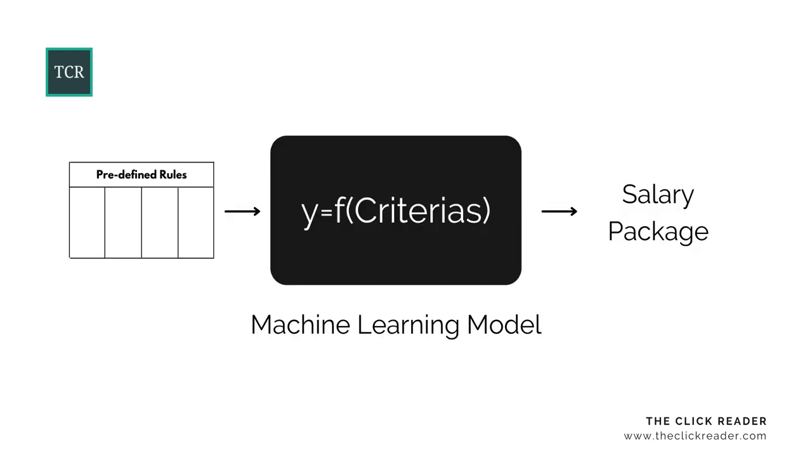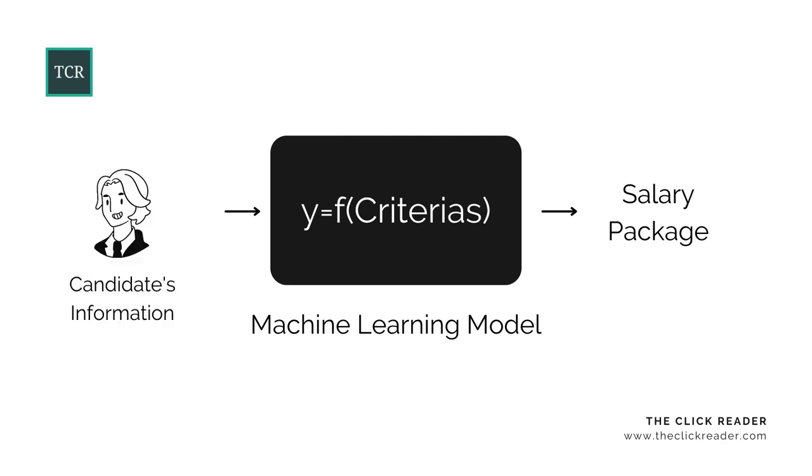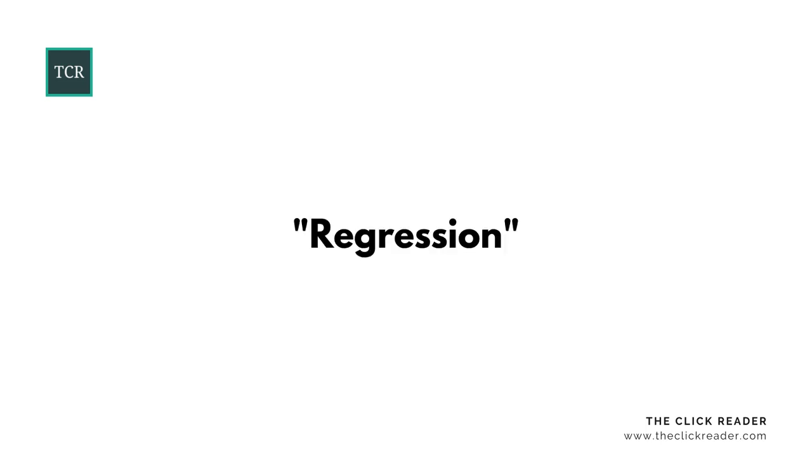Next, we again use supervised machine learning to create a machine learning model that learns all of these rules and stores them in the form of a mathematical equation. So, if a candidate gets shortlisted, this time again we feed their information in the model and get the salary package to offer as an output from the model. This method of supervised machine learning is also known as regression, since we're regressing or predicting the value of the salary package based on one or more than one criteria.